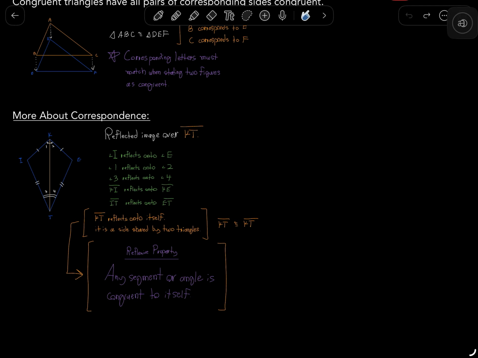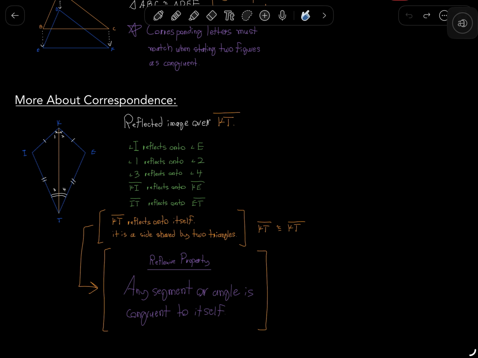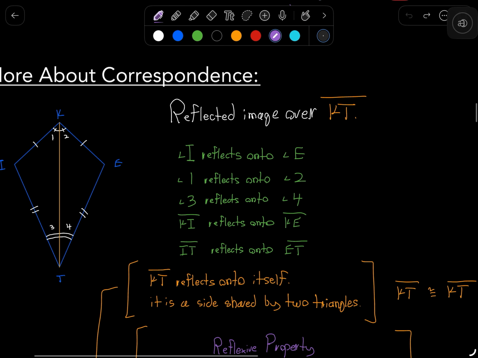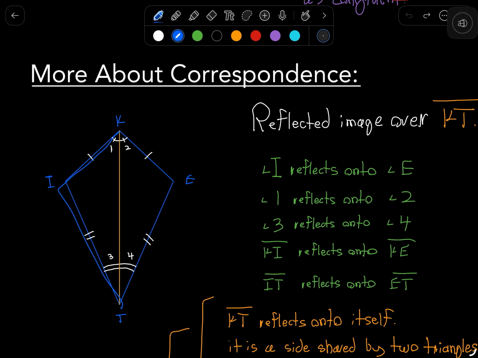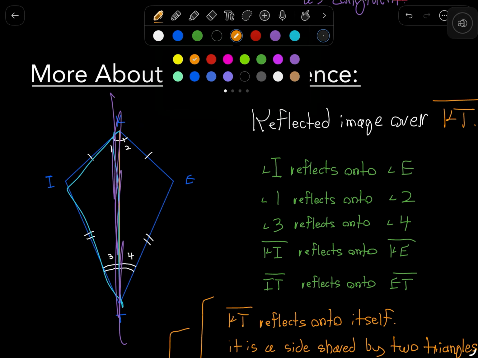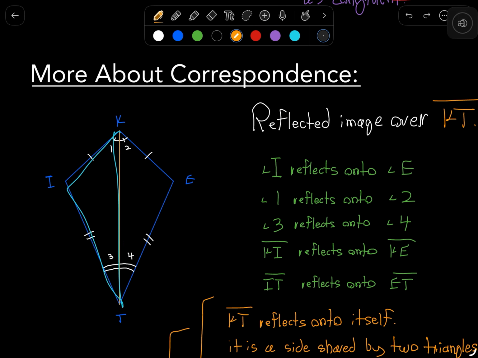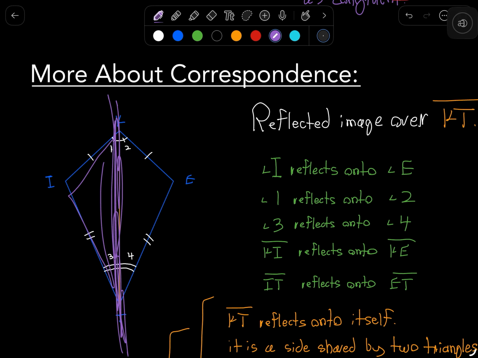Okay, more about correspondence. My goal with this diagram is to show you how congruent figures can overlap with each other. Specifically here, you have triangle KIT, and it's reflected across this line and forms this mirror image. You might be thinking, well, of course it's going to be congruent, because if you reflect an image over a line, it becomes symmetrical. It's just the same exact thing.